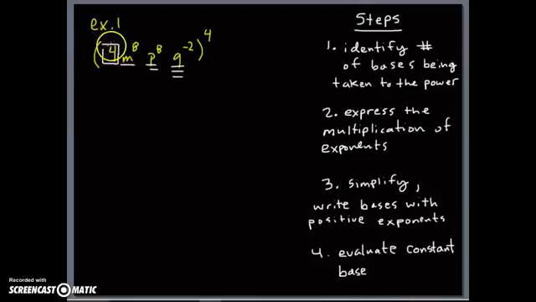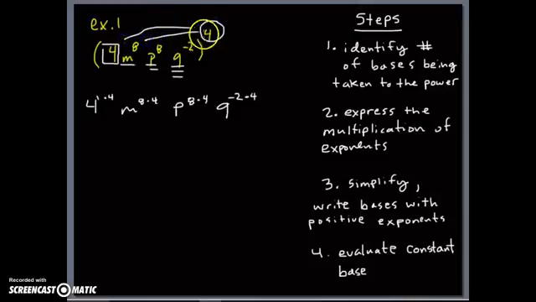So what was the exponent on the 4? Well, the exponent was technically 1, so we can write this as 4 to the first power times 4, m to the 8th power times 4, p to the 8th power times 4, and q to the negative 2nd power times 4. So we pretty much distributed this power to all of our powers. Now we're just multiplying. Now let's go ahead and simplify.